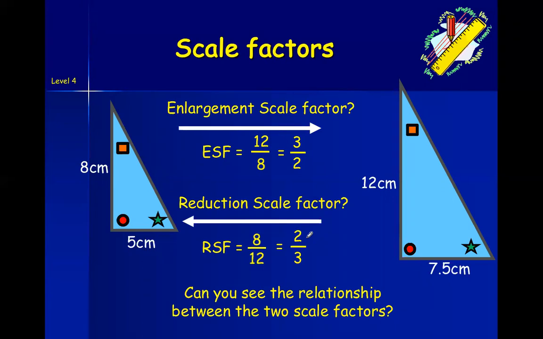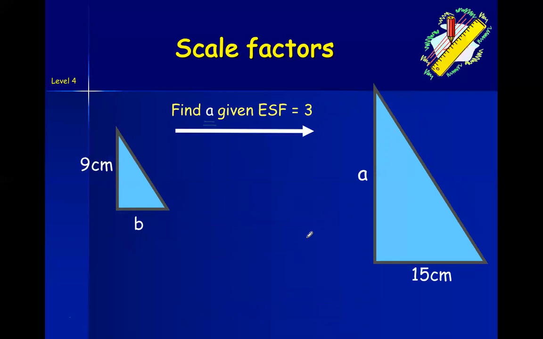Okay, so basically RSF is just 1 divided by ESF, or ESF is 1 divided by RSF if you want. So if you times ESF by RSF, you should always get 1. So find A given that ESF is 3. If ESF is 3, you take the side and you times it by 3. So 3 times 9, 27. 27, yeah.